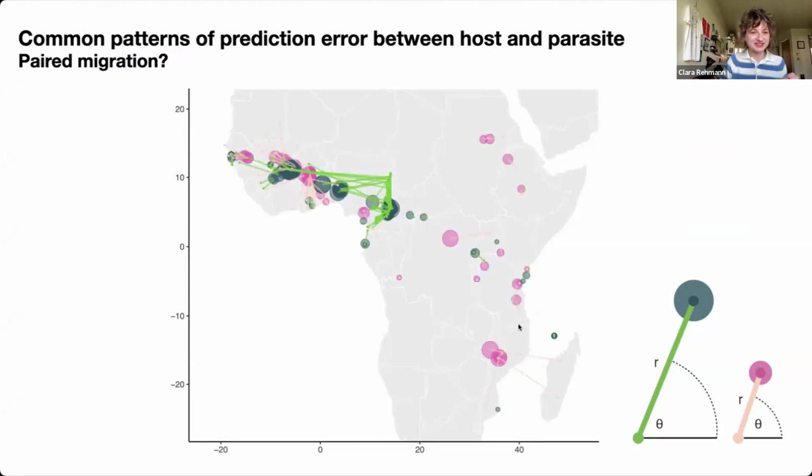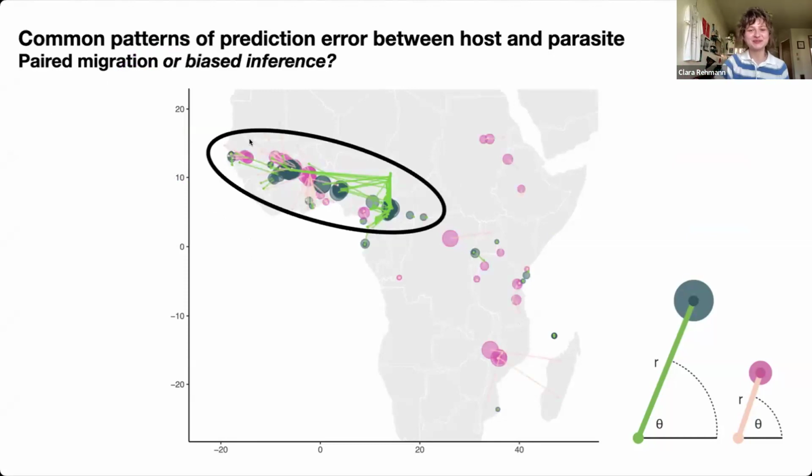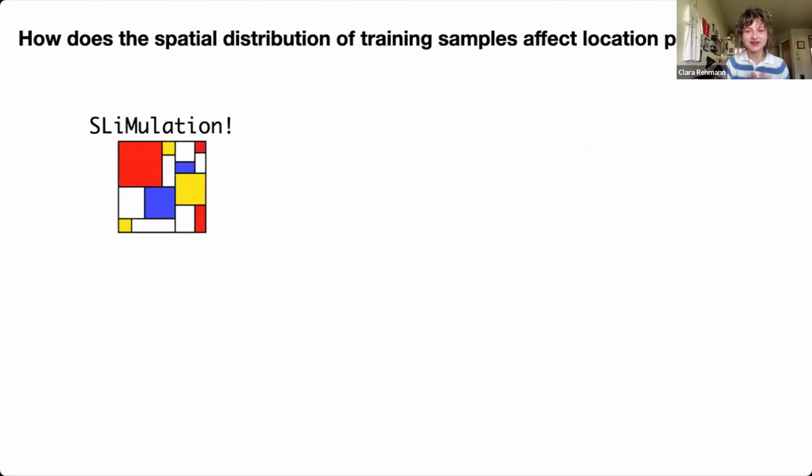However, bias in machine learning is a really big problem. And if you notice, the majority of our training data also comes from this region. So are we getting errors because of biology, or just because our network doesn't train very well and is being biased? So to investigate this, I used SLiM.